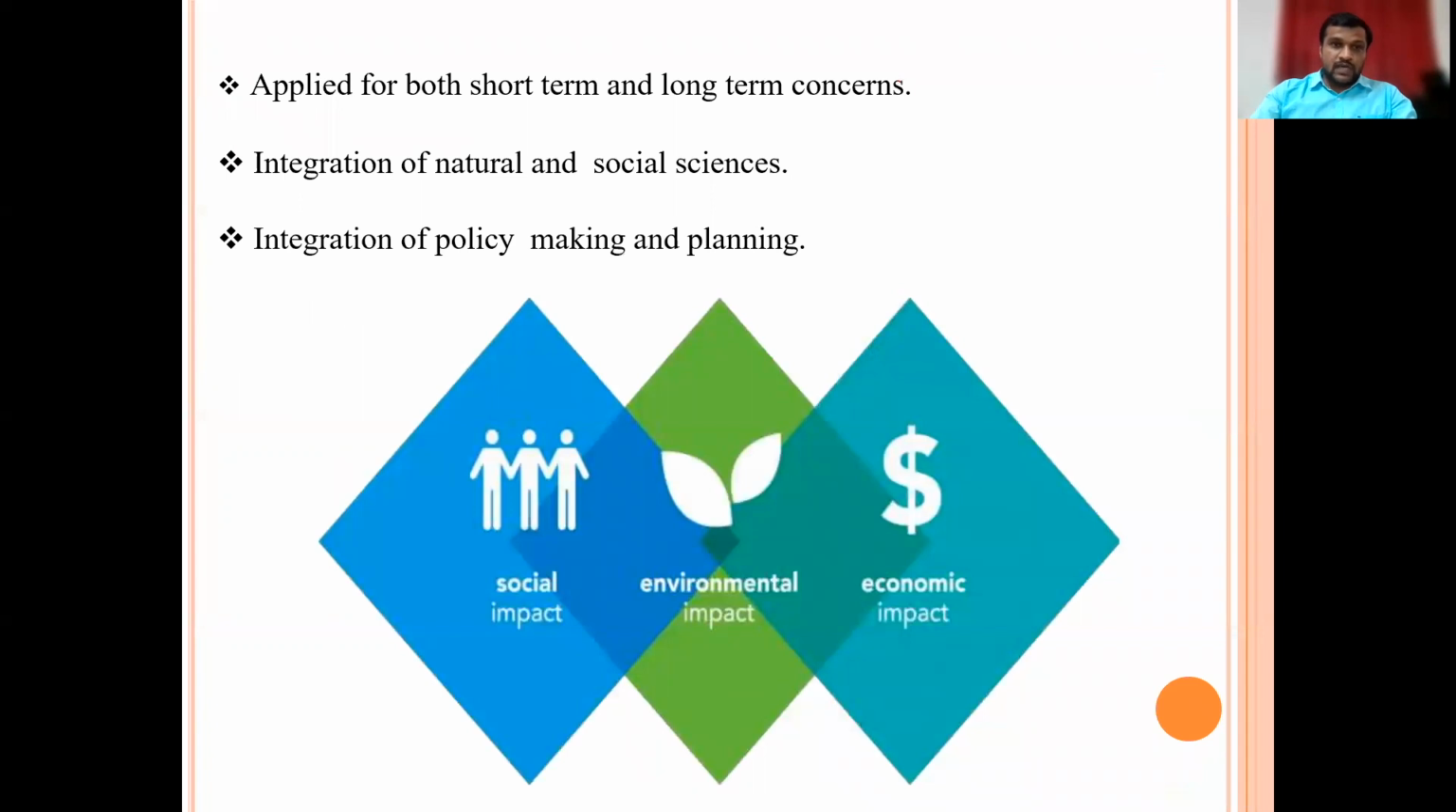Okay, it can also be applied for both long-term and short-term concerns. Sometimes we need to focus on the long-term scenario. Sometimes we need to study the short-term scenario in case of climate change and sustainability. And also we should focus on the integration of natural and social sciences. It is also very important that policy making and planning strategies are integrated in environmental management practices. Without policy making and planning, environmental management activities cannot be implemented effectively for social welfare and the benefit of humans.